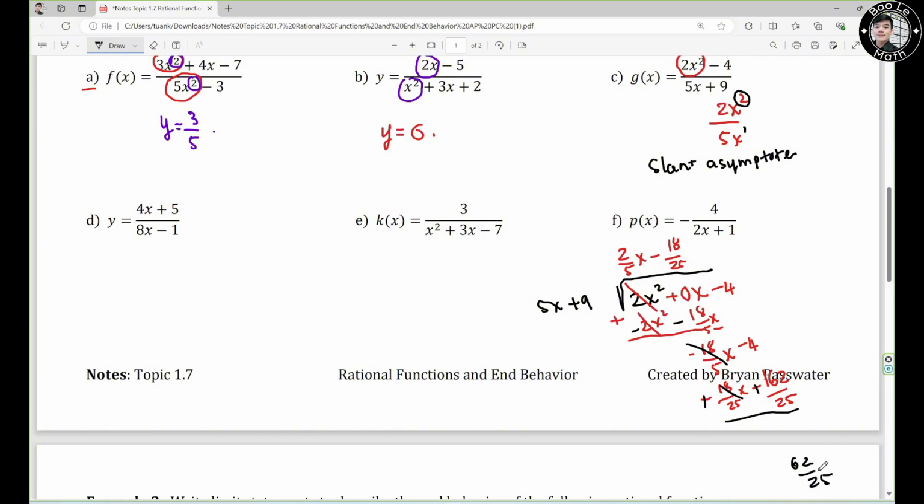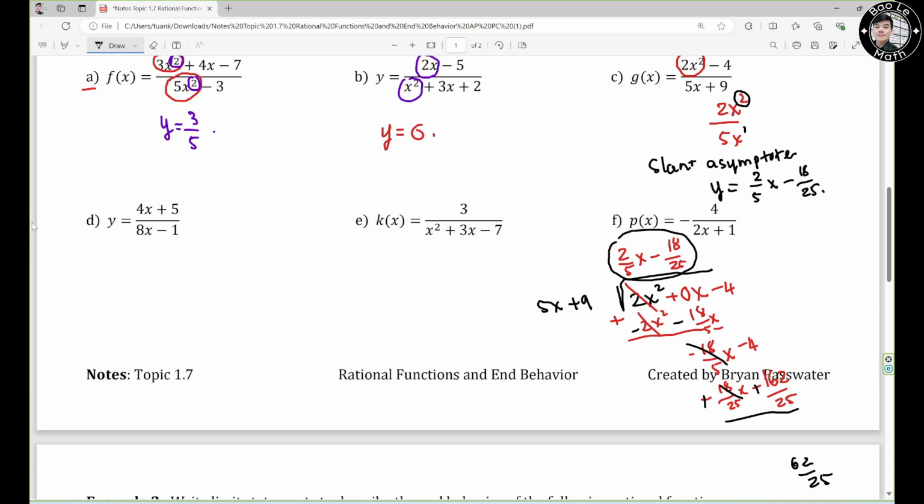Since the degree of this one is less than the degree of this one, we need to stop right here, and the remainder is 62 over 25. Our slant asymptote should be this guy right here. So the slant asymptote should be y equal to 2 over 5s minus 18 over 25. Now, if you want to review the long division or synthetic division, please check out the video in the description.